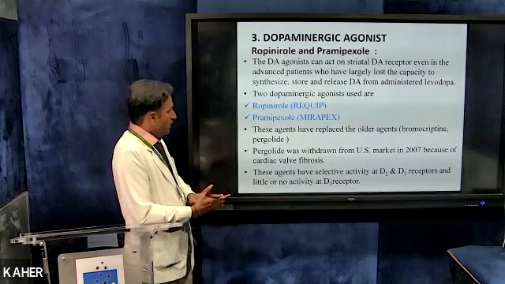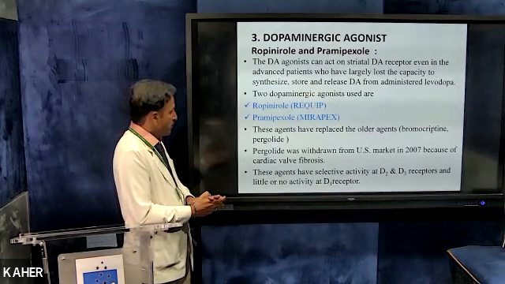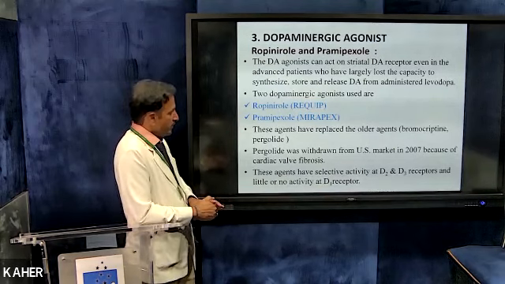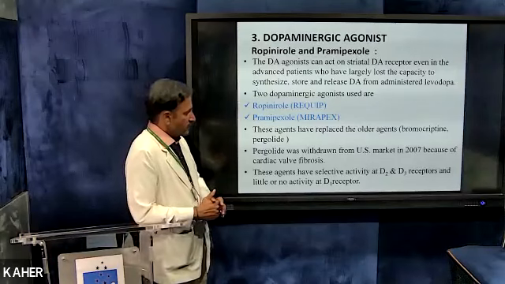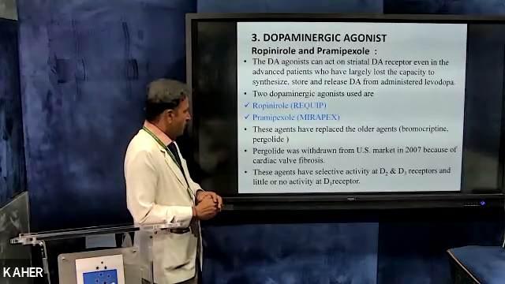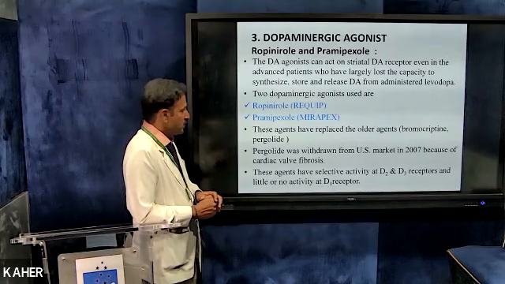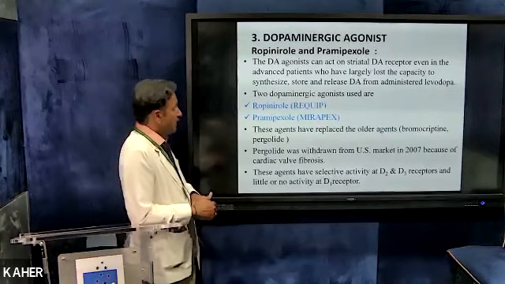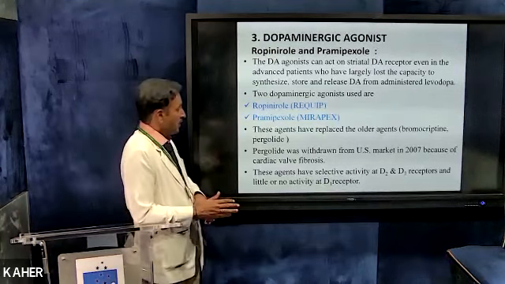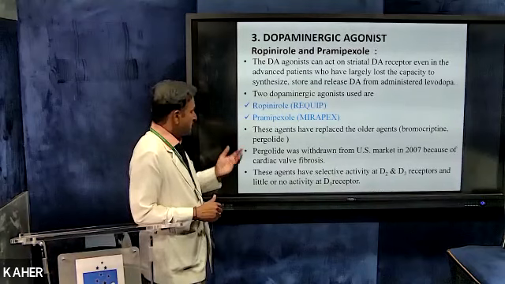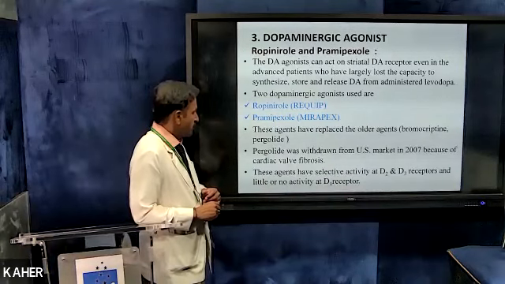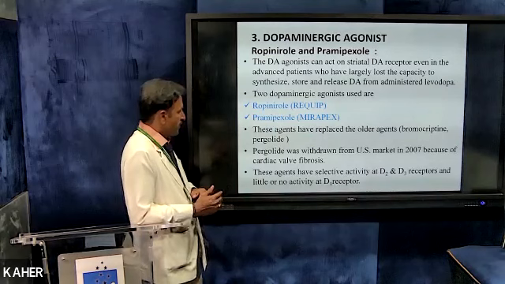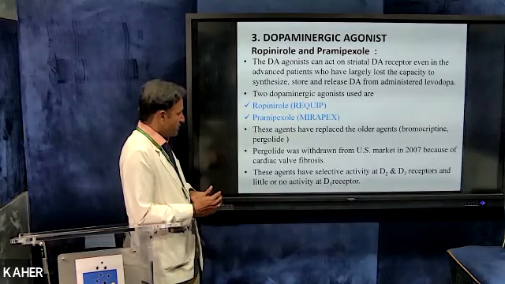And the two drugs like ropinirole have replaced the older agents, that is bromocriptine, which was previously used to inhibit the dopaminergic neurons. Usually nowadays the newer drugs are available, that is ropinirole and pramipexole. Previously the bromocriptine and pergolide molecules were used.